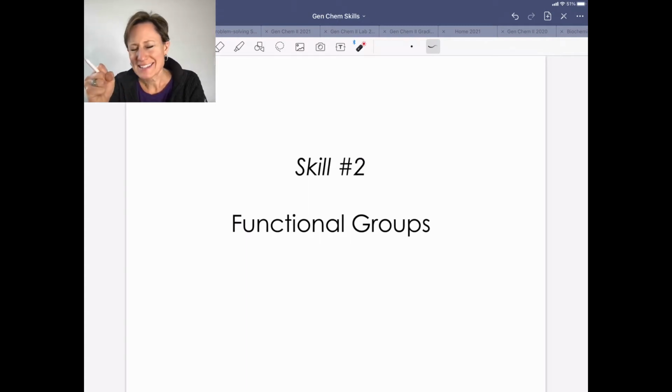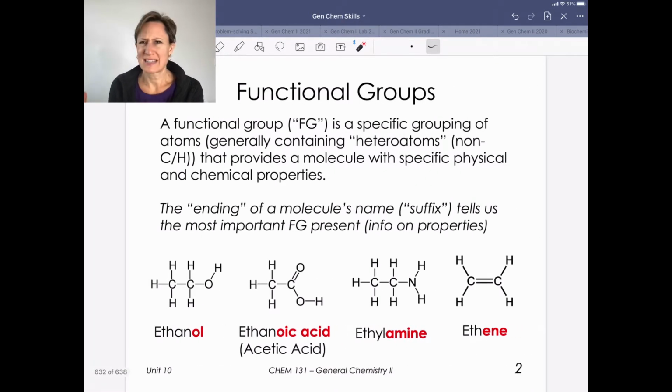So our last skill and our last learning unit in general chemistry is about functional groups. So what exactly is a functional group? Well, we introduced this in our last skill, but remember it's a specific grouping of atoms, generally those atoms that contain heteroatoms, so non-carbon and hydrogen atoms, and they provide a molecule with specific physical and chemical properties.